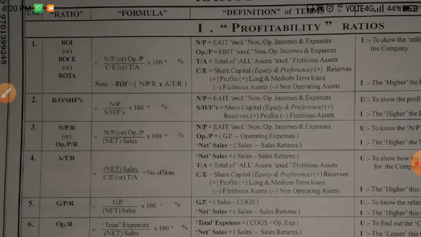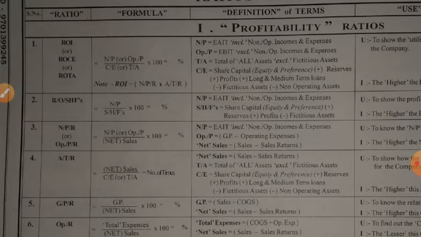Next ratio is net profit ratio or operating profit ratio. First we will see net profit ratio. Net profit divided by net sales into 100 you will get net profit ratio. Net profit is same, earnings after interest and tax including non-operating incomes and expenses. Net sales means sales minus sales returns. If you are calculating operating profit ratio, then operating profit divided by net sales into 100.